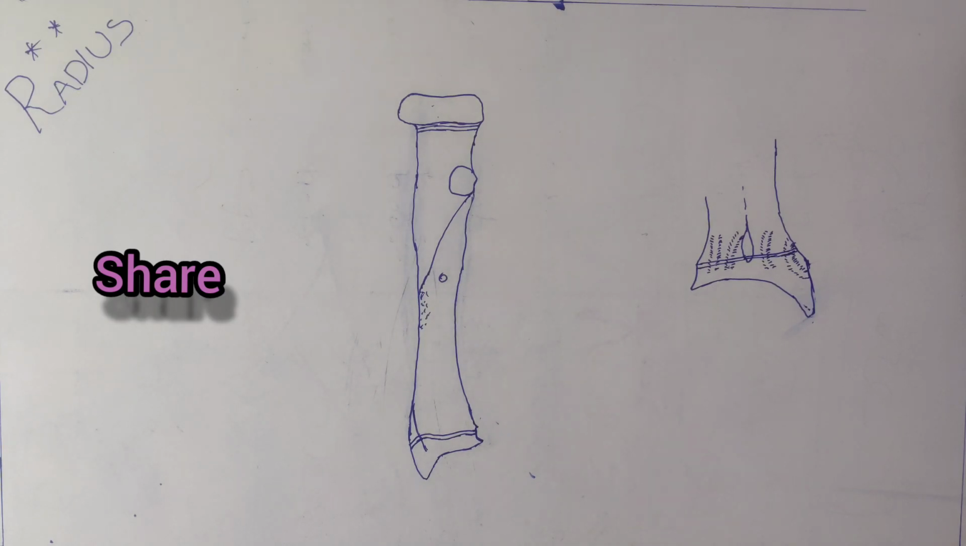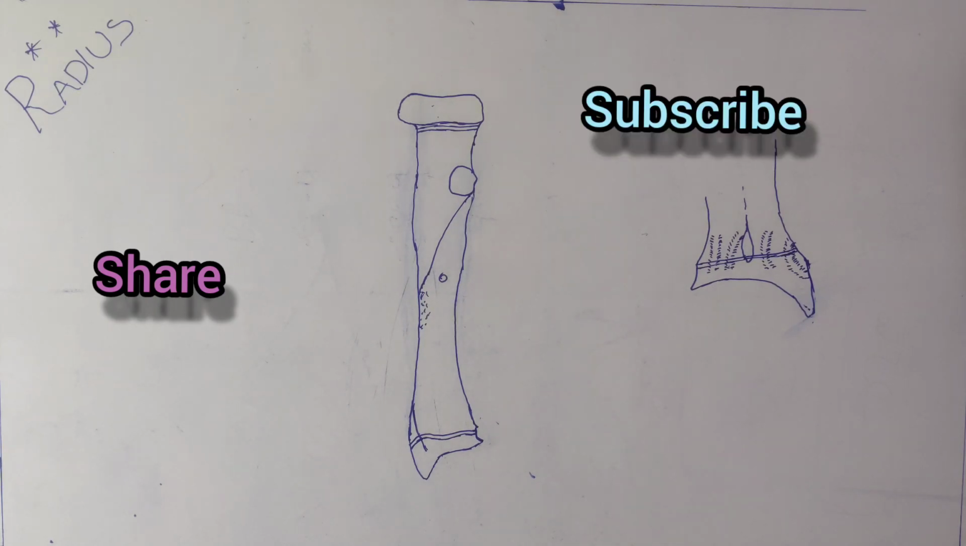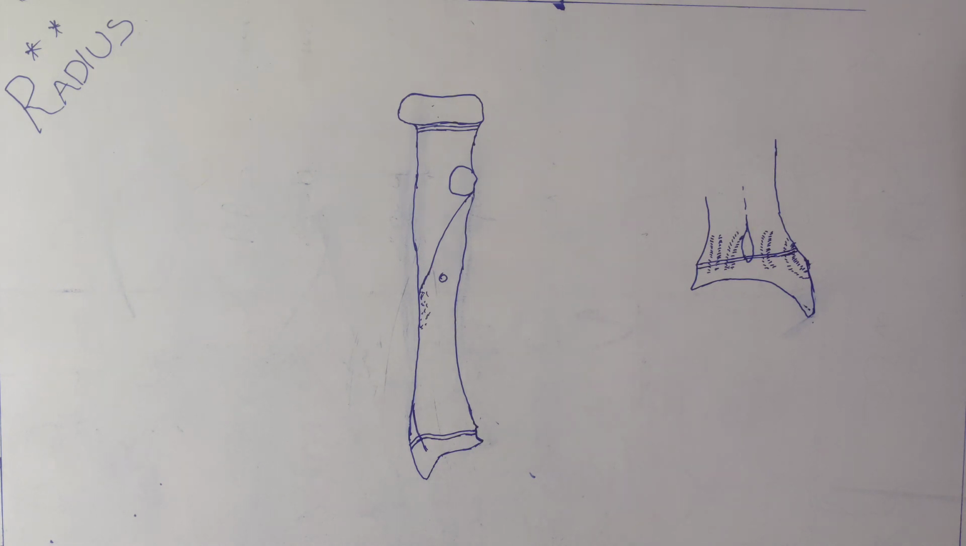Good evening all. Today our class is about the radius of the upper limb, one of the important topics. Now we will discuss about radius. First, we should know about the anatomical position, that means side determination.